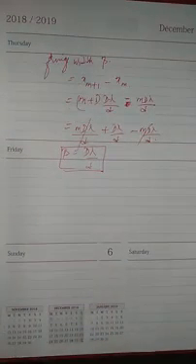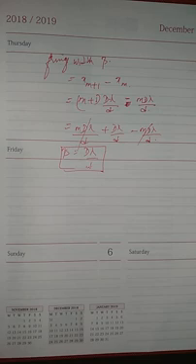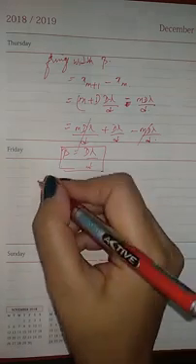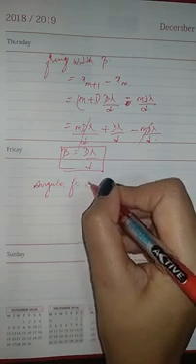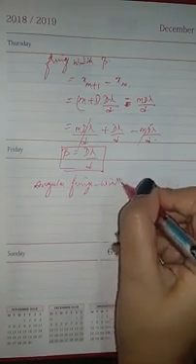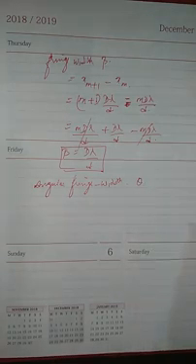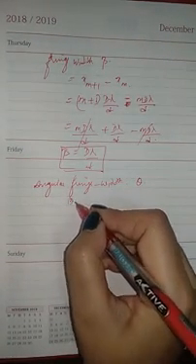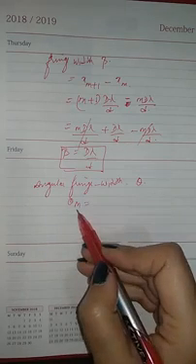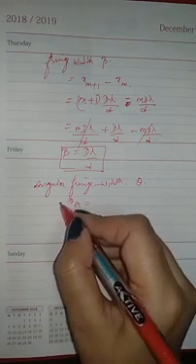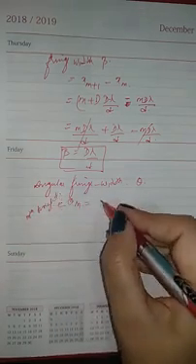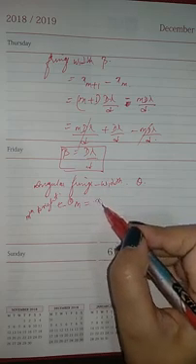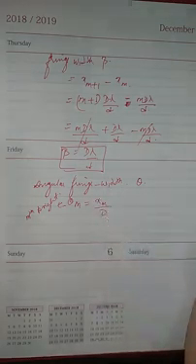Now next is angular fringe width, the angular position of the fringe. Angular fringe width is denoted by theta. Theta is the angular fringe width. So similarly, what we have to do is find theta_m, that is the angular position of the mth bright fringe. Theta_m is equal to x_m by D.